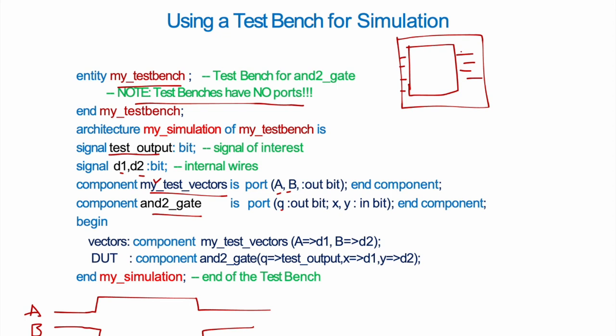Let me use the black ink to make it clear. So we actually have the Q being the output, and then we've got X, and then we have Y. So let me draw that here to make it clear. We've got Q, and then we've got X, and then Y, coming in. That's for our AND gate, and the AND gate, we're calling it, or instantiating it as DUT. Okay, so if we take our AND gate, we're assigning it to the test output, and our test output is an internal signal, okay? So we take Q and assign it to the test output.